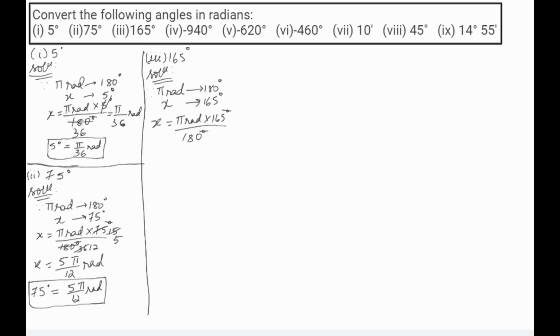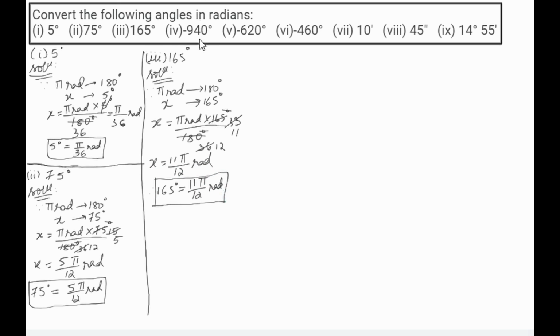Dividing by 5, 165 becomes 33 and 180 becomes 36. Then 3 into 11 is 33, and 3 into 12 is 36. So we have x is equal to 11 pi by 12 radians. Therefore, 165 degrees in radians is equal to 11 pi by 12 radians.